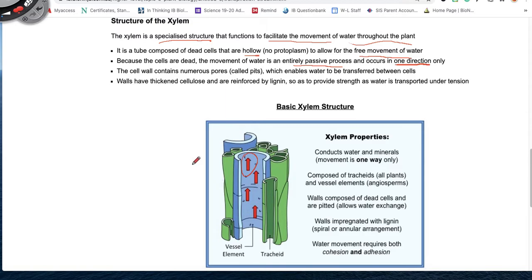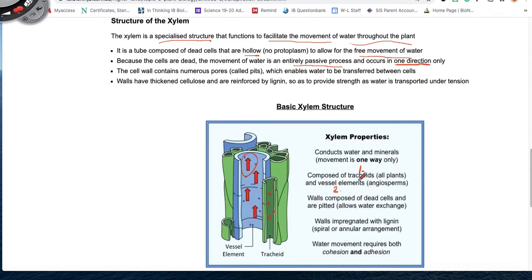Now, if we look at the xylem, there are two types of structures within the xylem. The first one we call tracheids, and the second one we call vessel elements. Here we see a picture and the difference of the two. Notice that tracheids, which are found in all plants, look smaller. They have these tapered ends that I'm going to show you in just a moment, and then they have these pits that allow for the transfer of water.